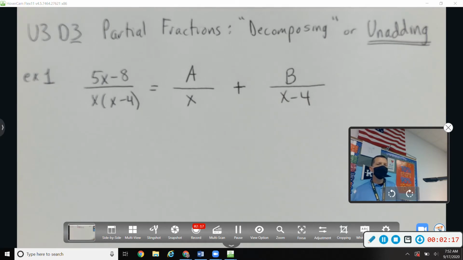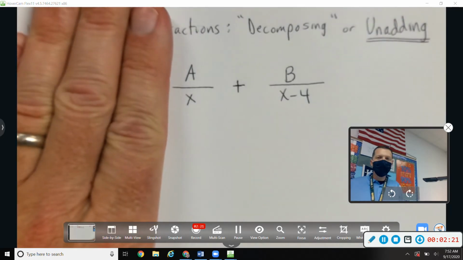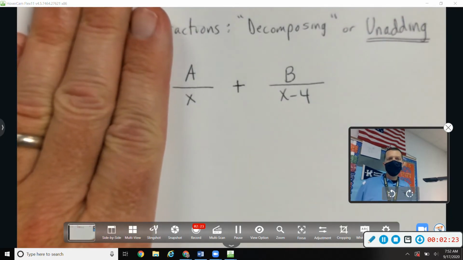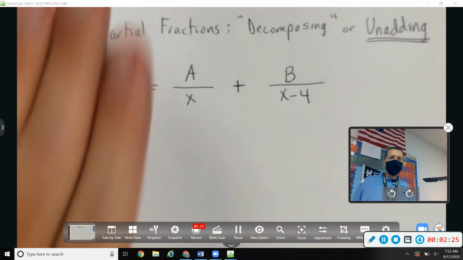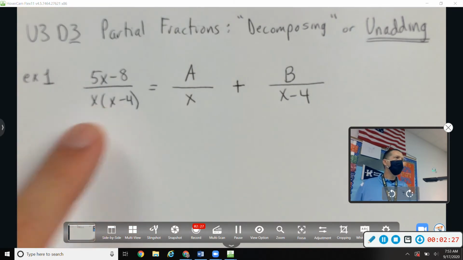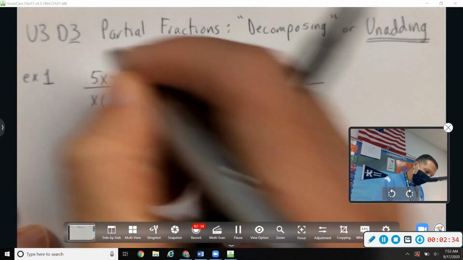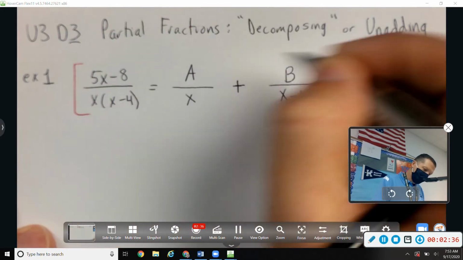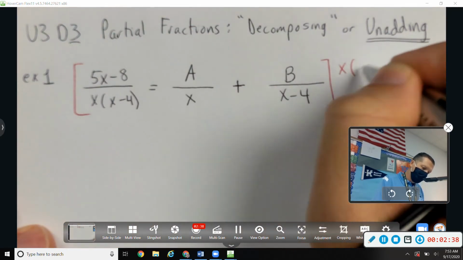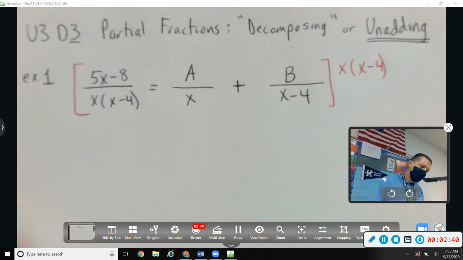So again, this is why it's unadding. Up until now, we started with the right-hand side. We told you what A and B were. You got a common denominator. You added the tops, and you ended with this. Today, work it backwards. All right, well, we generally don't like denominators, so let's just get rid of all the denominators in our very first step, and then we won't even have denominators to worry about. So let's multiply through by everything that's in the denominator.